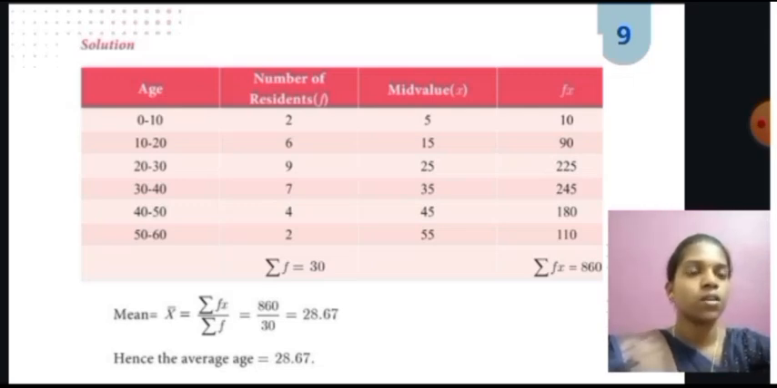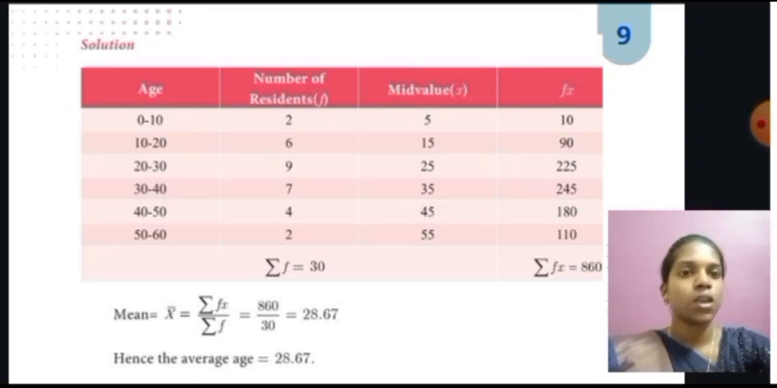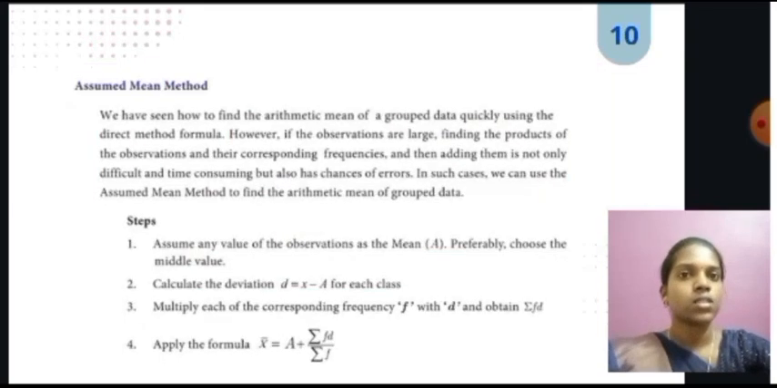So by that we can find out fx. So mean equal to x bar equal to summation fx divided by summation f, which is equal to 860 by 30 equal to 28.67. Hence the average age equal to 28.67. Now let's see the second method, that is assume mean method.